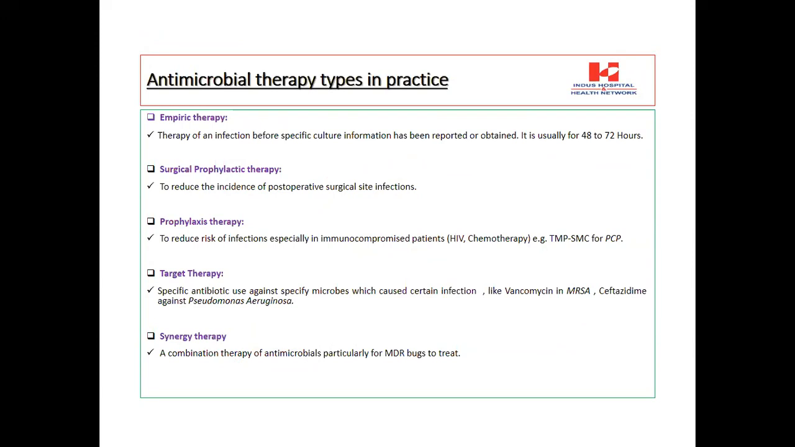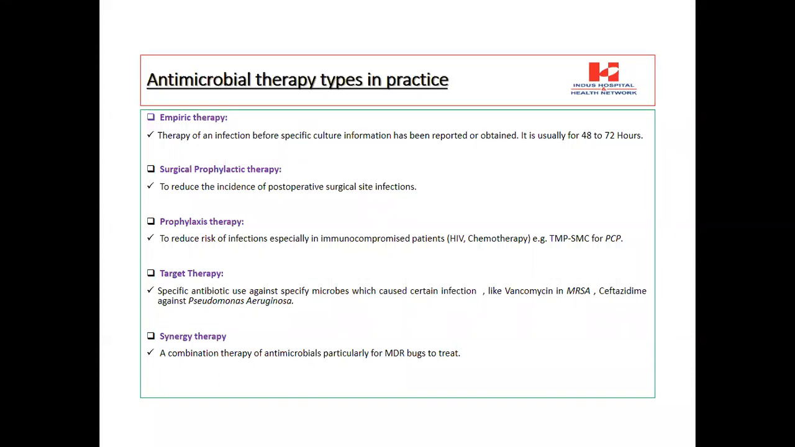In clinical practice, antimicrobial therapy can be practiced as empiric therapy, the therapy of infection before specific culture information has been reported or obtained. Usually, until we have any culture information about the infection, we start empiric therapy on the basis of the clinical signs and symptoms of the patient, the present illness and past medical history. So we start antimicrobials, and it lasts for 48 to 72 hours as a standard. That is, at 48 or 72 hours we have to decide what should be the target therapy: once the culture report shows which bacteria is present, we start the patient on a narrowing spectrum or sensitive antibiotic.